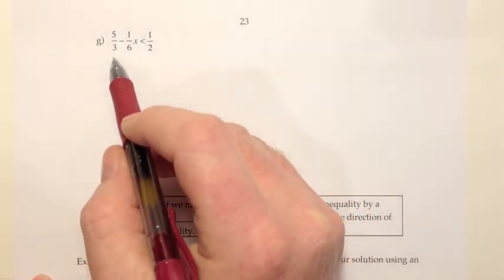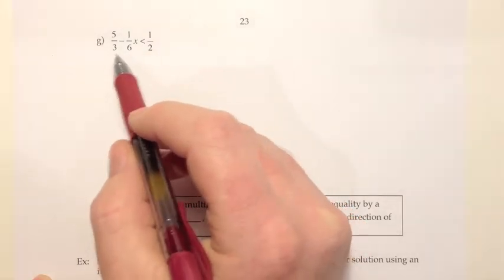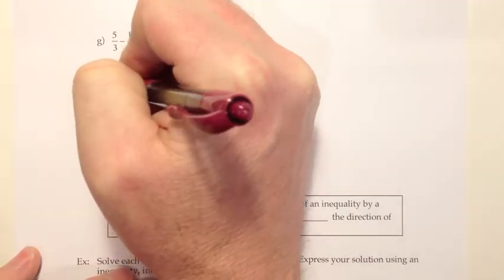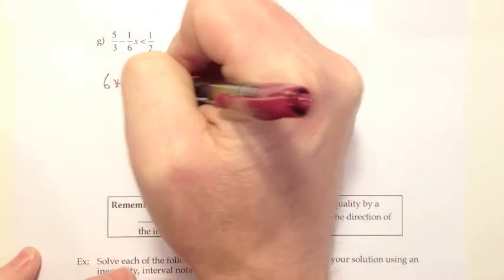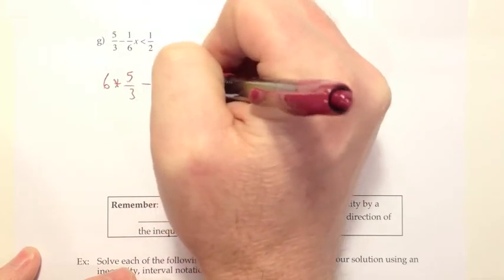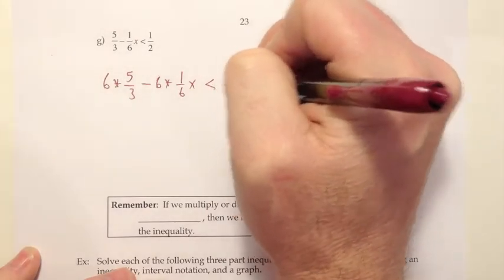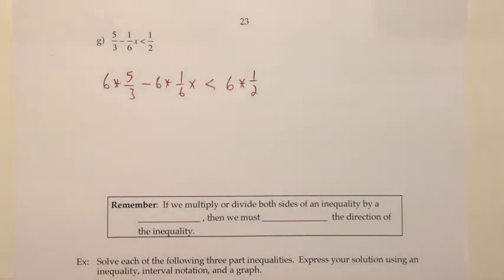So the least common denominator of 3, 6, and 2 would be 6. That's divisible. All three of these go into 6 evenly. So I would take each term and I would multiply that by 6. So 6 times 5/3 minus 6 times 1/6 x, and that would still be less than 6 times 1/2. It would still be less than because as long as we're not multiplying by a negative, the inequality continues to point in the same direction.